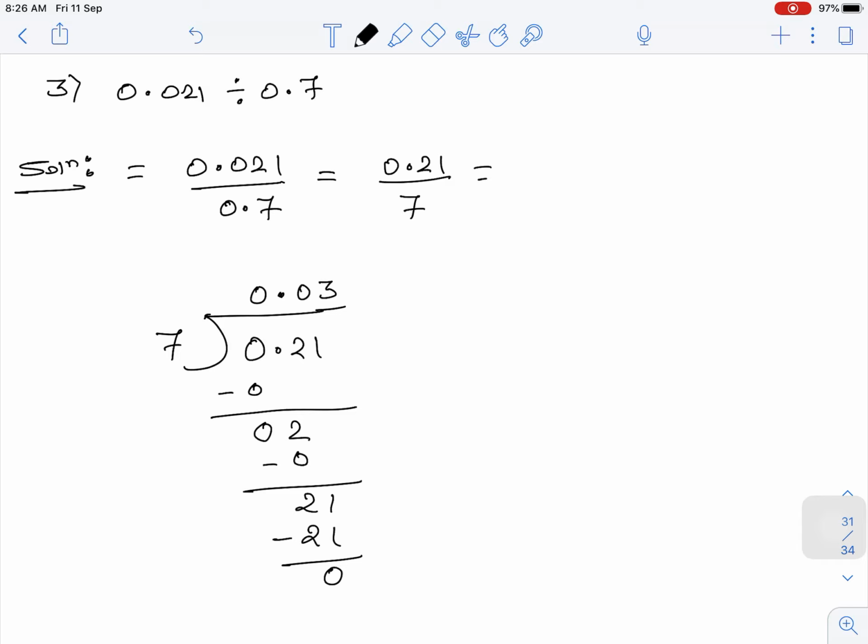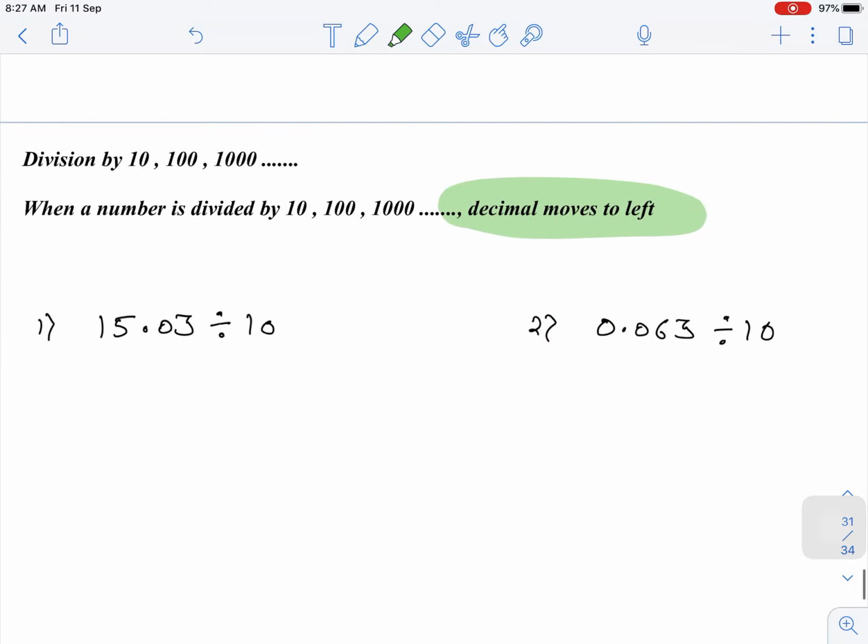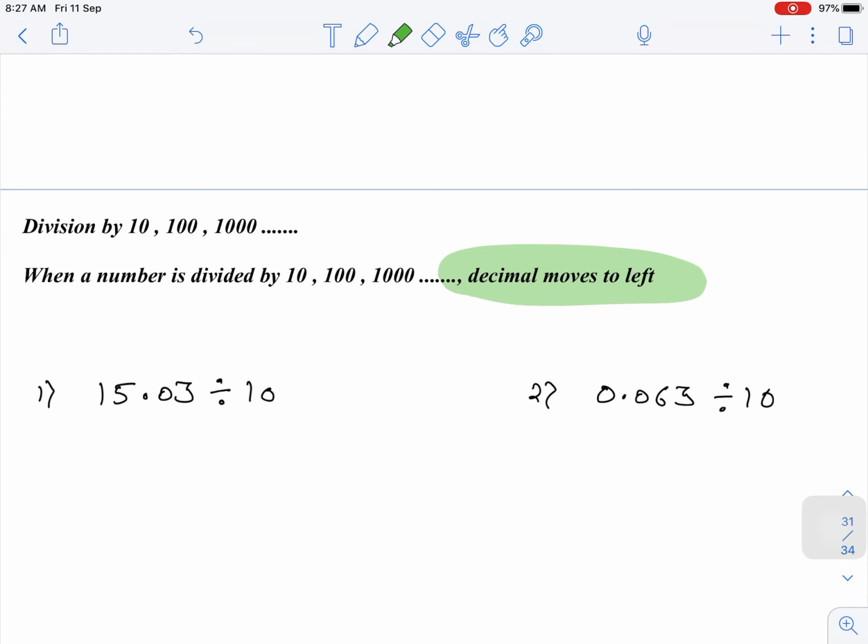Okay, so what is our answer? 0.021 when divided by 0.7, what answer will you get? 0.03. Okay, so now this was all about dividing a decimal number by a decimal number. Now let us see the next type of example.